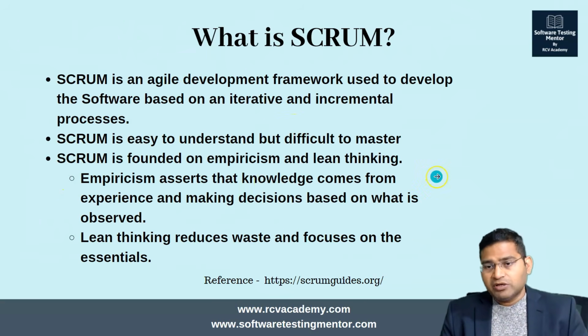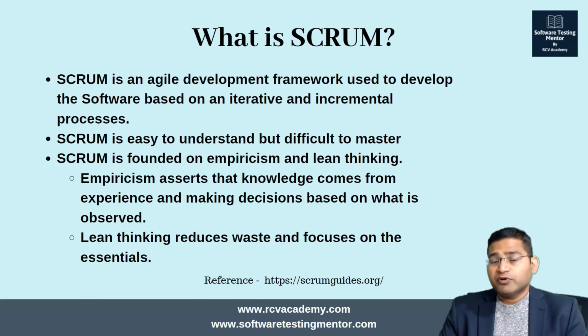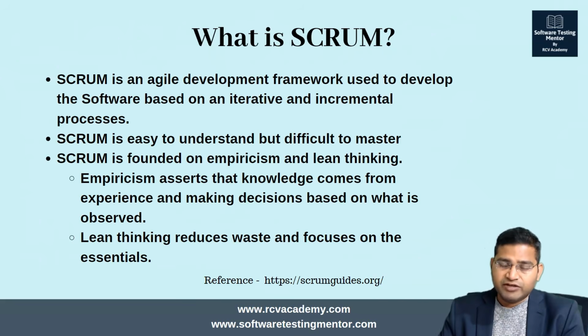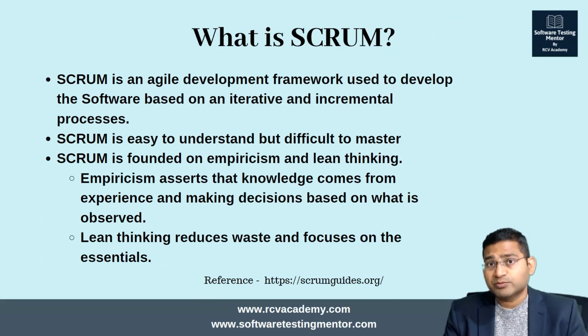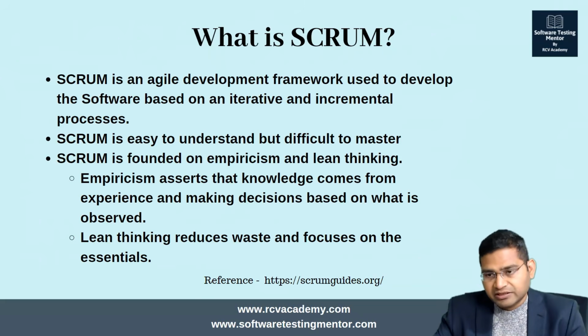Scrum is founded on empiricism and lean thinking. Empiricism asserts that knowledge comes from experience and making decisions based on what is observed. That's why Scrum is based on empiricism: you do the software development in an iterative approach, in short time-boxed cycles known as sprints, 2 to 4 weeks. After 2 weeks you see what has been built, so you get more knowledge, and you are able to make better decisions in the next sprints, building on top of the iterations.